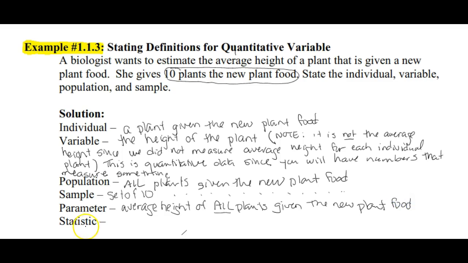And then the statistic, again, the single number that we're computing is an average, and this is just for the sample, so for those 10 plants. So this is the average height of the 10 plants that were given the new plant food.